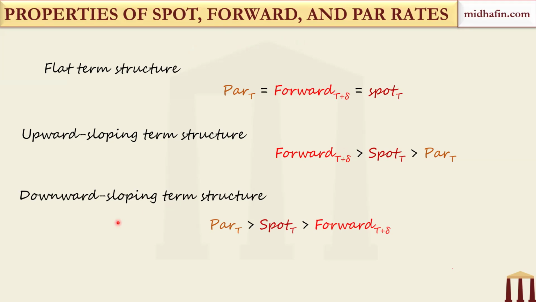Then if you have a downward sloping term structure, that means short-term rates are greater than the long-term rates. Sometimes this can also happen. In that case, what will be the scenario? The par rate will be the highest and forward rates will be the lowest. The spot rate stays in the middle. In other words, during a downward sloping term structure, the spot rate will be greater than the forward rate, but less than the par rate.